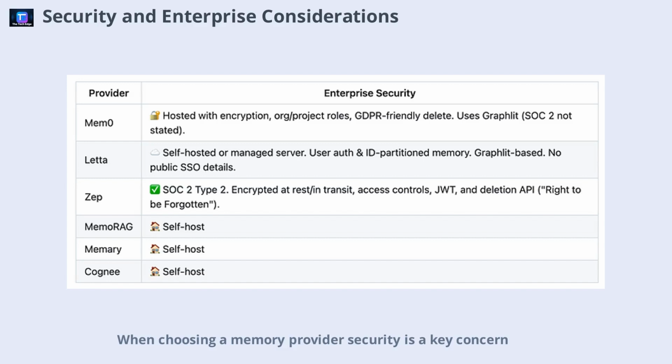When choosing a memory provider, security is a key concern, especially for enterprise applications. For example, Zep is SOC 2 Type 2 certified, offering robust cloud security. Many solutions can also be self-hosted, allowing you to control your own infrastructure and security policies. As these frameworks are still evolving, it's important to evaluate their maturity, scalability, and how they handle sensitive data before integrating them into your workflow.